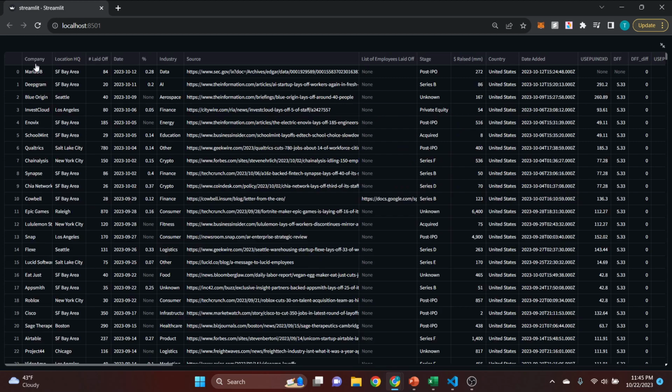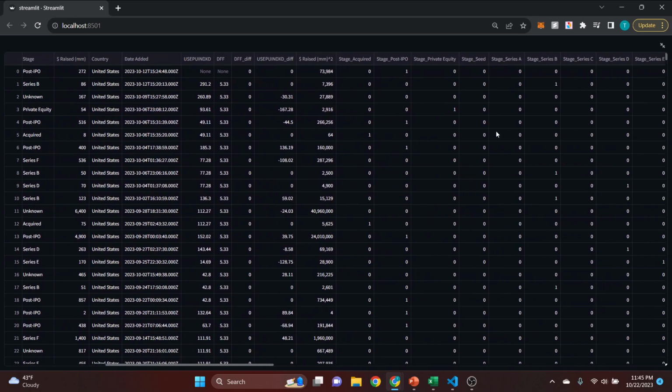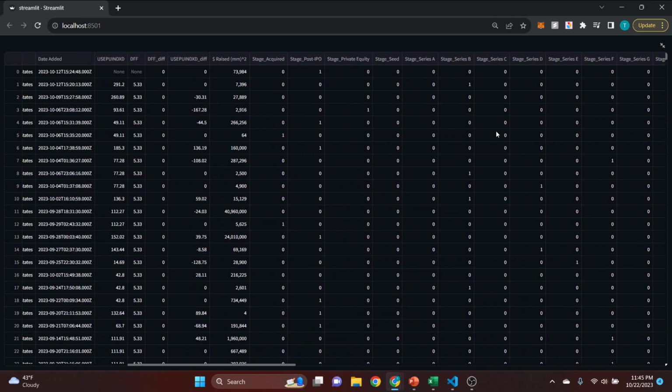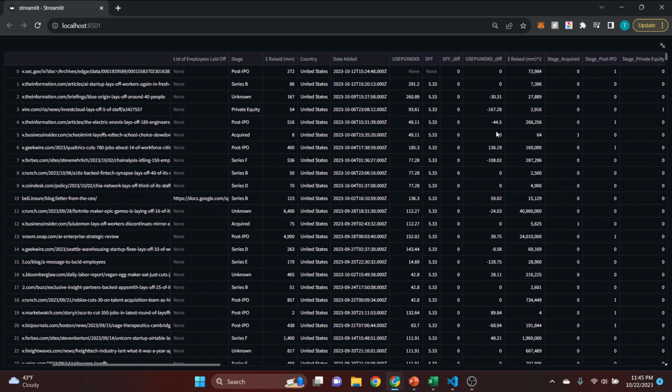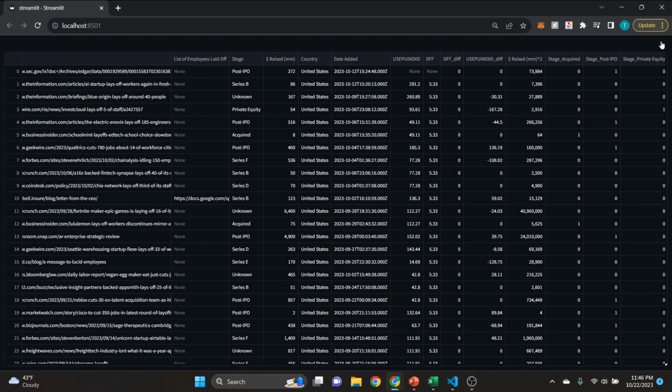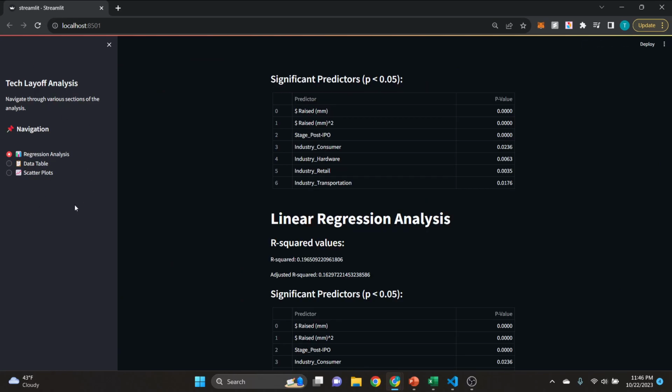And as you can see, I have the company name. I got the number of people laid off here, and then which stage the company is in, and how many millions of dollars they raised, and all the other variables. And these zeros or ones are basically dummy variables, which means it's like a boolean, true or false, and all these variables help me to run regressions. So I would like to walk you through my regression analysis. I also built this pretty sweet sidebar, which I really like.